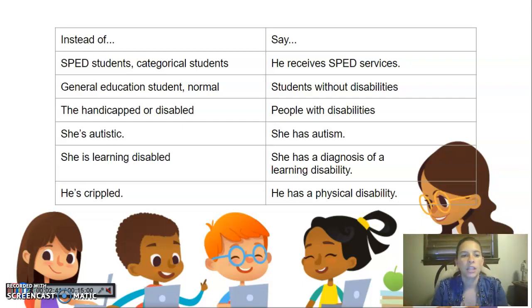Instead of he's crippled, say he has a physical disability. Notice in these we are not using the word is, rather we are using the word has. We are not equating the person with their disability, rather we're using has to discuss their diagnosis.